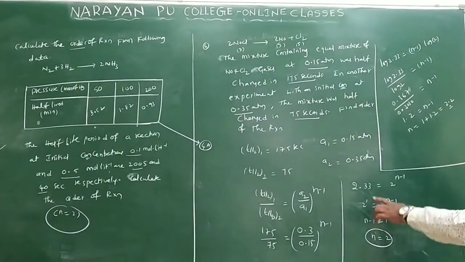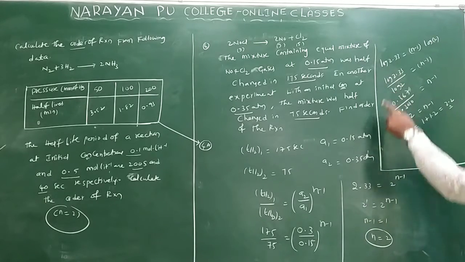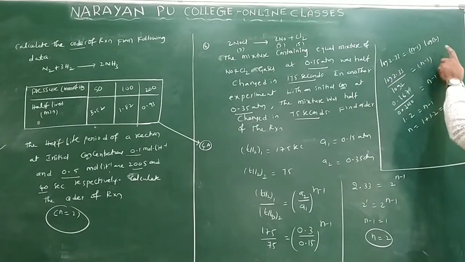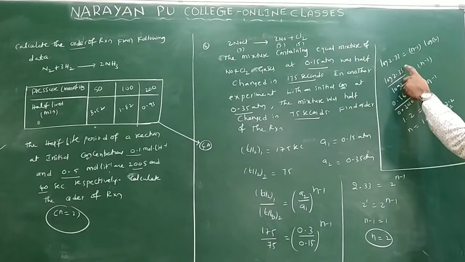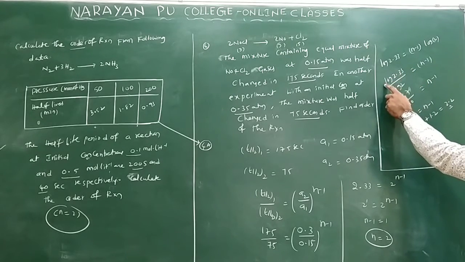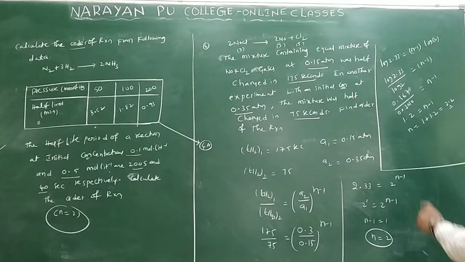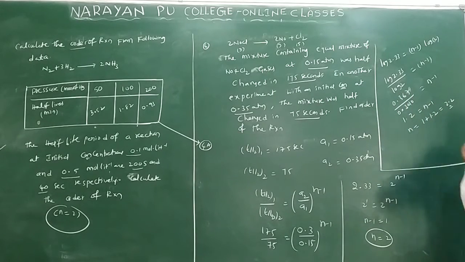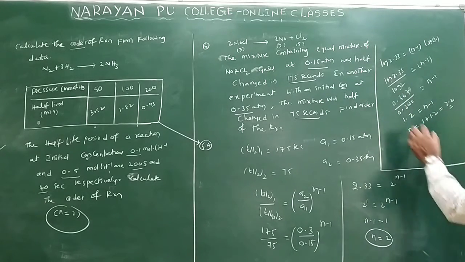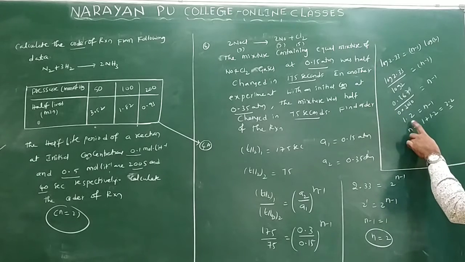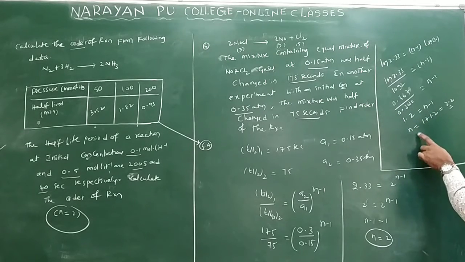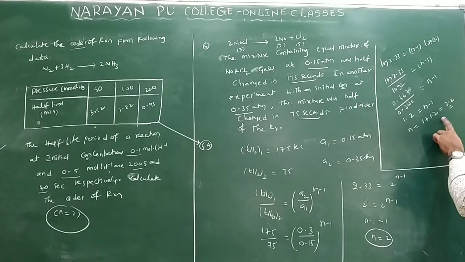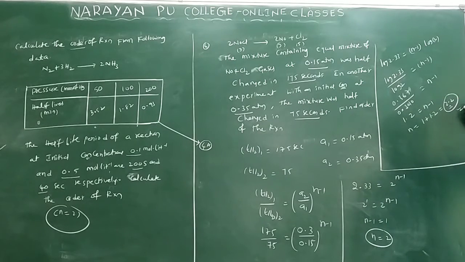Otherwise you will see here, apply log on both sides. Log 2.33 is equal to n minus 1 into log 2. So n minus 1 is equal to log 2.33 by log 2. Log 2.33 value is 0.367, log 2 value is 0.3010, that is equal to n minus 1. If you solve this, how much you will get? 1.2 is equal to n minus 1. n is equal to 1 plus 1.2. How much did you get? 2.2. So this is the exact answer for this question. Like this you can do.